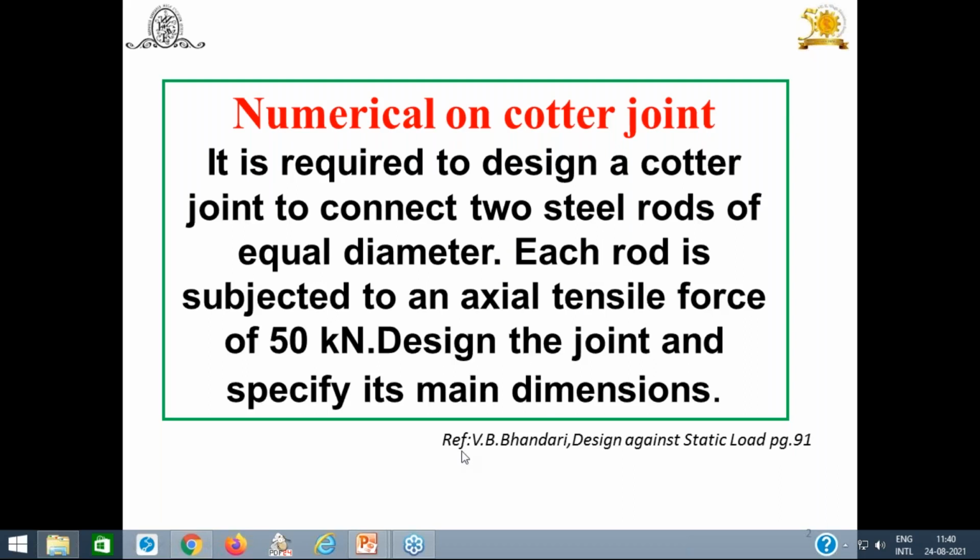This problem is available in V. B. Bhandari's book, but it will give you a lot of ideas on how to tackle the design of simple machine elements, and based on that you can design a cotter joint as well as a knuckle joint also. Okay, let us see. It's a numerical written in the book.